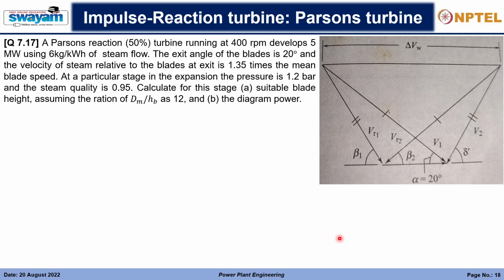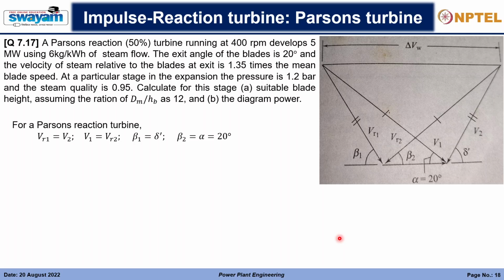So these turbines actually have some design conditions. First of all, it is called the 50% turbine. Why 50% turbine? As I was talking about the impulse part and the reaction part, right? In the fixed blade, the enthalpy will be dropped to accelerate the steam, to increase the steam velocity.